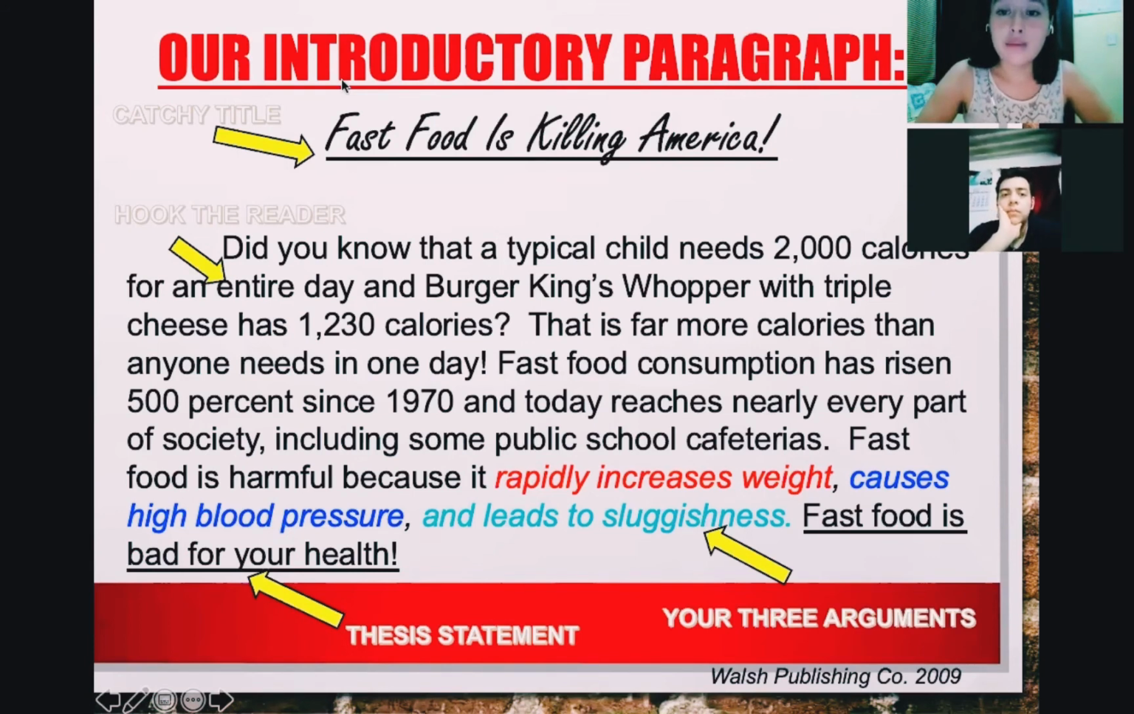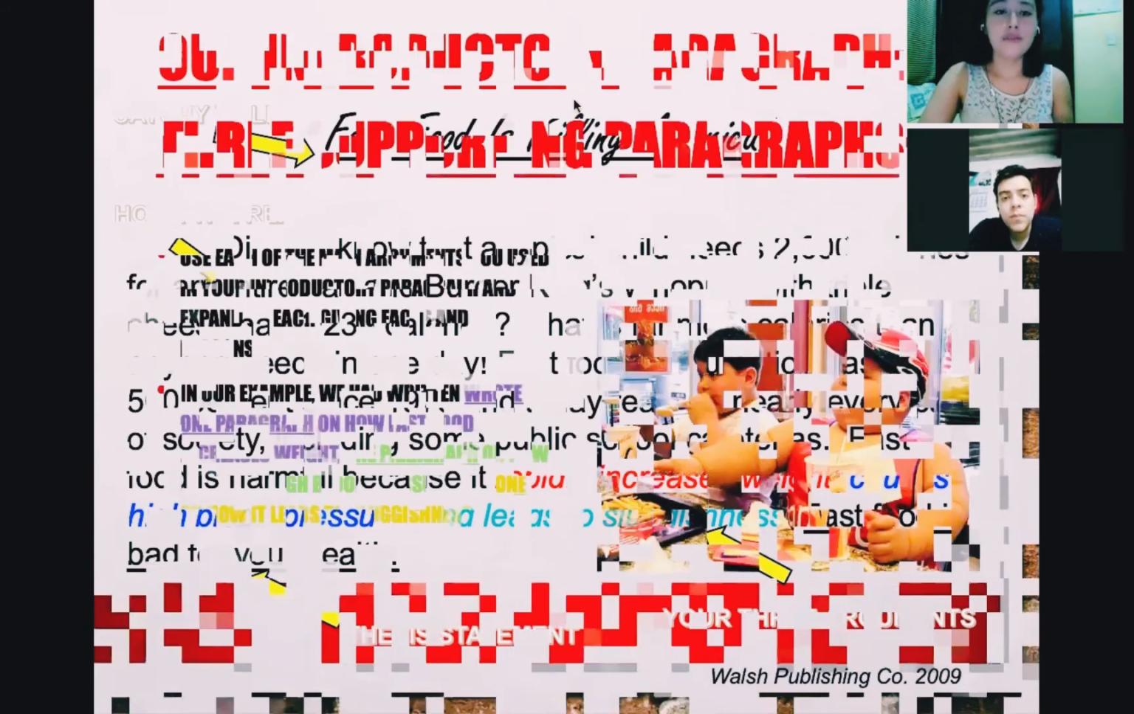So start with the question. And then we have here the 3 arguments. Some of the arguments that you can see here are rapidly increased weight, causes high blood pressure, and at last, feeling sluggish. And also we have the thesis statement. The complete idea is combined with the 3 ideas: fast food is bad for your health. So this is the introduction. So let's start with the next one.